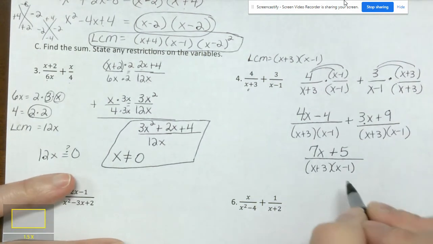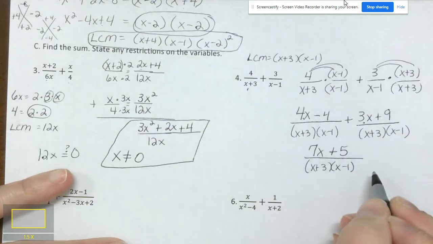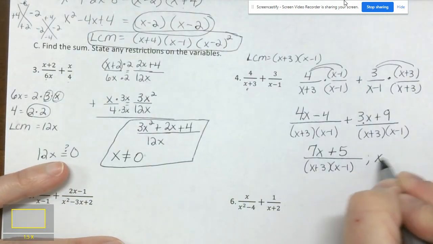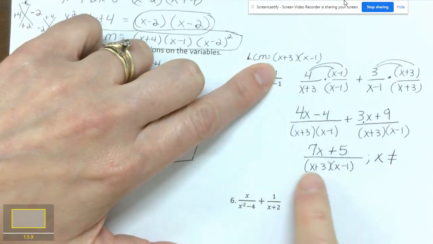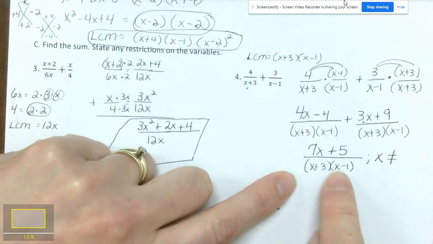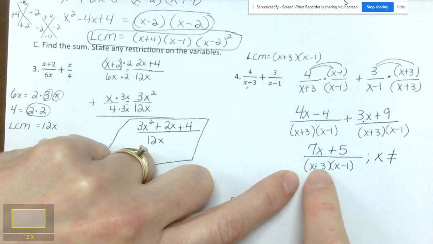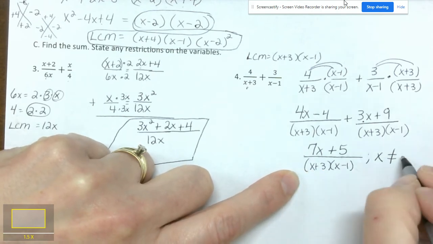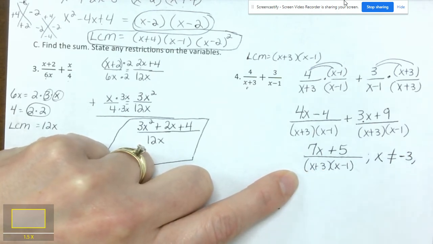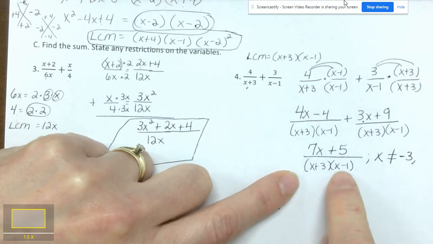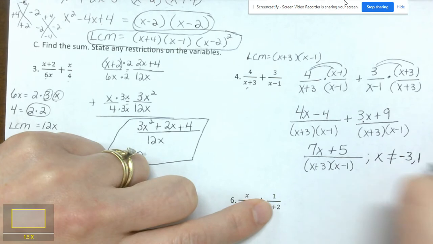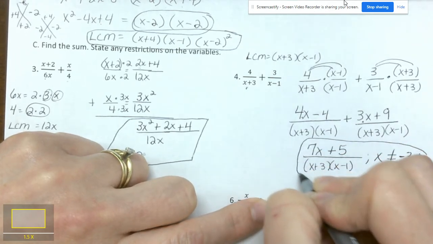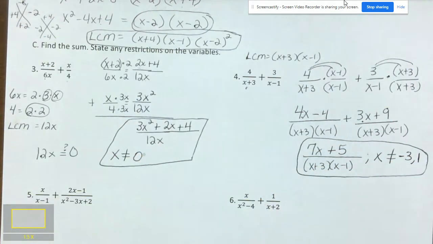Now, we still have to list our restrictions. So what can x not be equal to? To do that, we look back at our denominator, this common denominator we've got. What would make x plus 3 equal to 0? That would be if I put in negative 3. What would make x minus 1 equal to 0? That would be if I put in 1. So those are our restrictions, and this would be our answer.